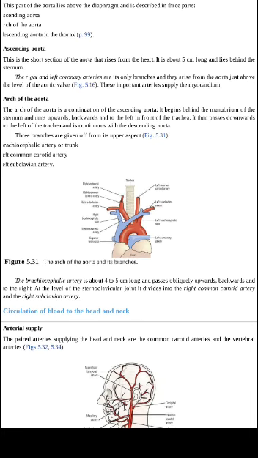Okay, so the arch of aorta. The arch of aorta is a continuation of the ascending aorta. It begins behind the manubrium of the sternum and runs upward, backward, to the left in front of the trachea. It then passes downward to the left of the trachea and is continuous with the descending aorta. Three branches are given off from its upper aspect. The first one is the brachiocephalic artery. Second one is the left common carotid artery. Third one is the left subclavian artery.